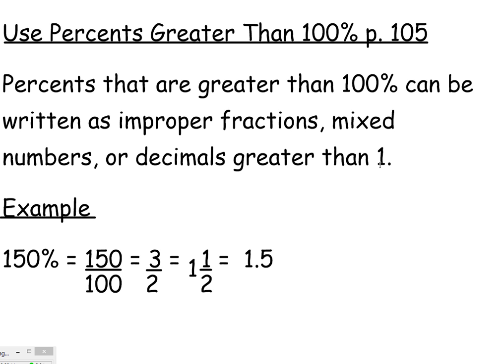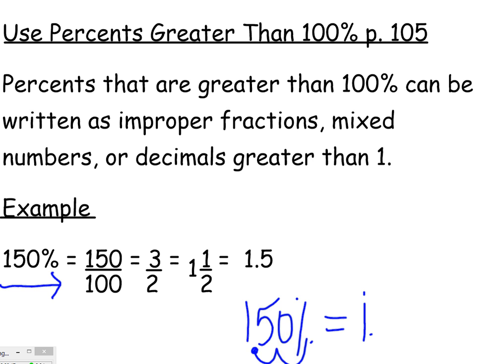150% can be rewritten as 150 over 1. This is our improper fraction, which reduces to 3 over 2 if you divide out 50. You can change 3 over 2 and write it as a mixed number, 1 and 1/2, or you could even write it as a decimal. Just to review, 150% into a decimal means you move the percent sign 2 places to the left. There's our decimal point, and you get 1.5.